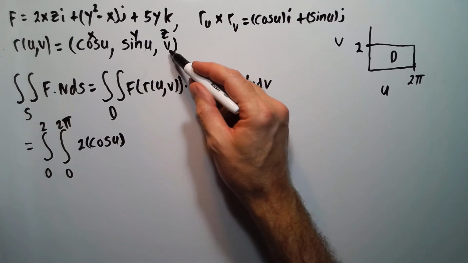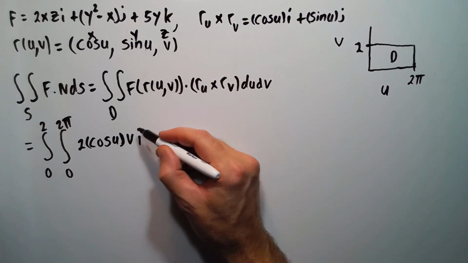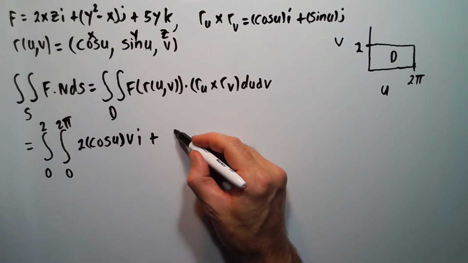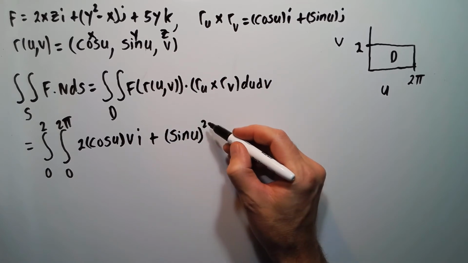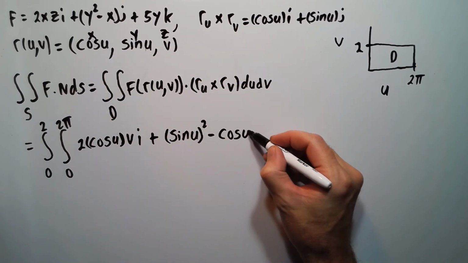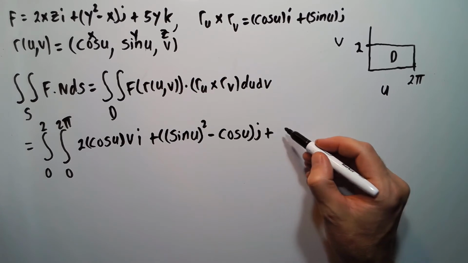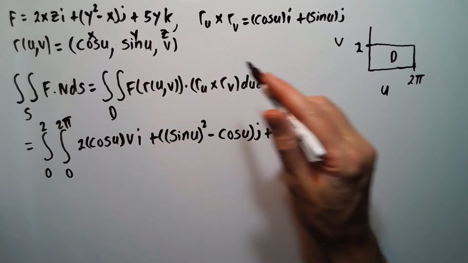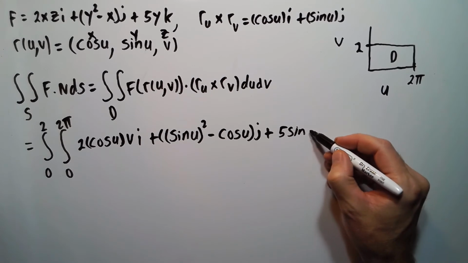Times Z, but Z here is V. That would be in the I direction. Plus Y squared, but Y now is sine U, so it'll be sine squared U minus X. X is cosine. That will be J. And plus phi times Y, up here 5Y. Y is sine, so it'll be 5 times sine of U.